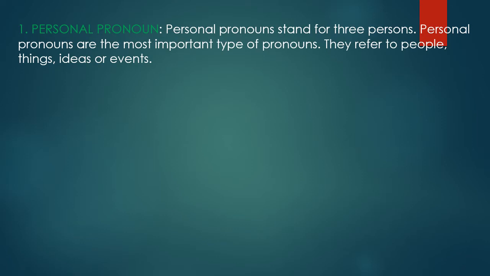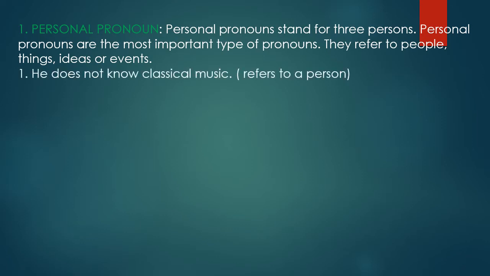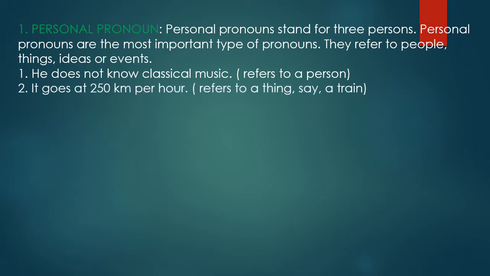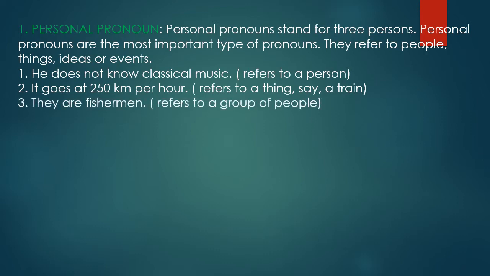He does not know classical music. What does he refer to? A person, it refers to a person. It goes at 250 km per hour. It refers to a thing, say a train. It refers to a train. They are fishermen. What does they refer to? They refer to a group of people.